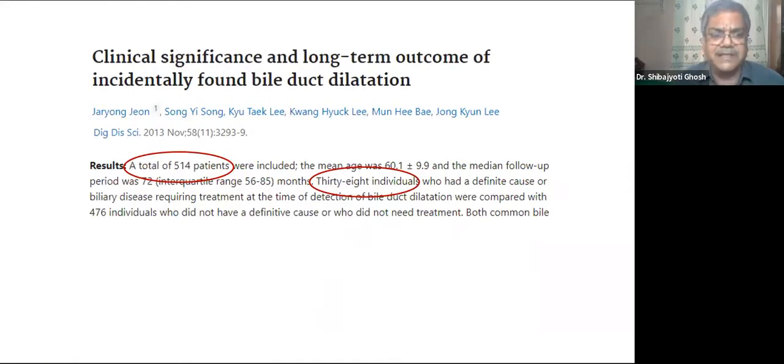because here are some studies. This is a Korean study which recorded from their database the number of cases which had asymptomatically dilated common bile duct over a long period of time, and they ultimately came to the conclusion that only approximately 38 out of 514 patients, that means roughly 7 to 8% of patients, had a causative lesion.